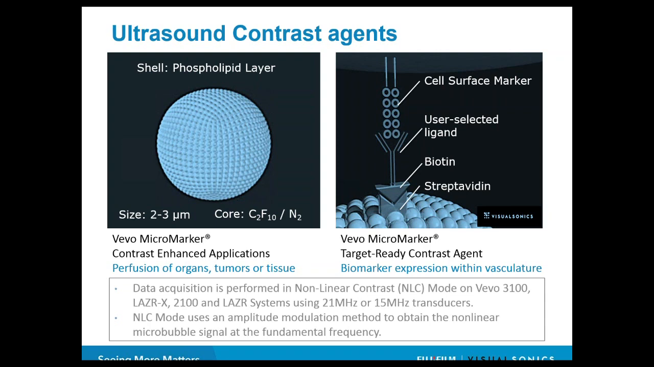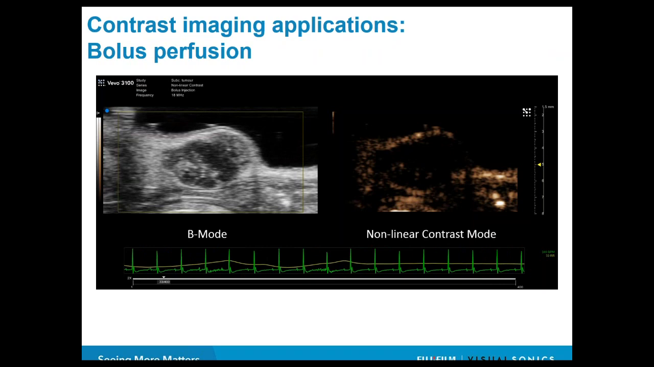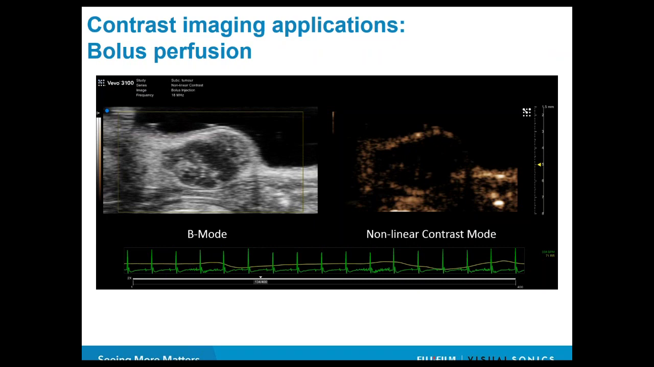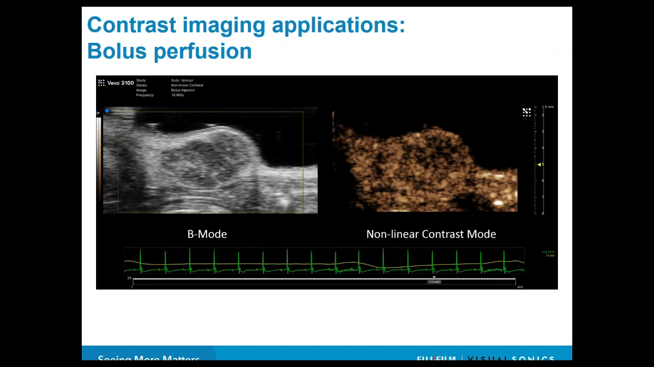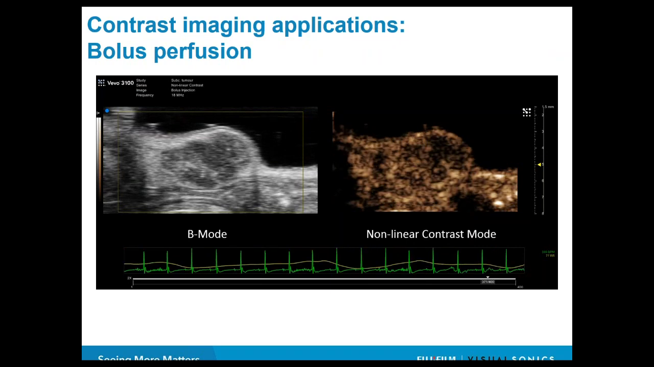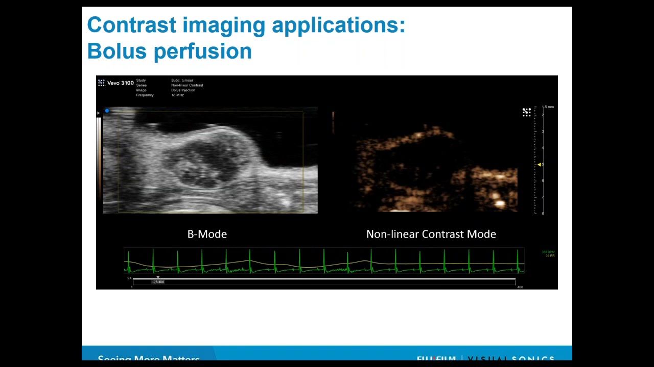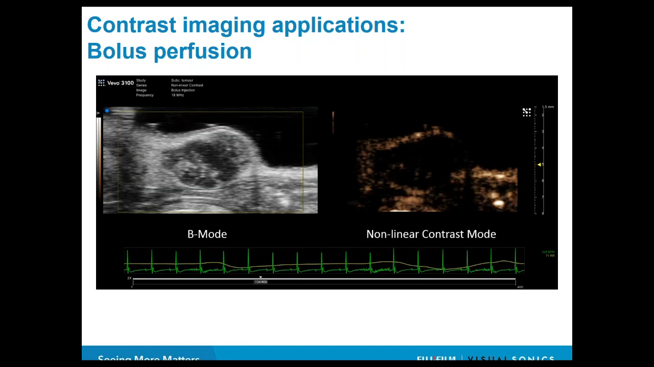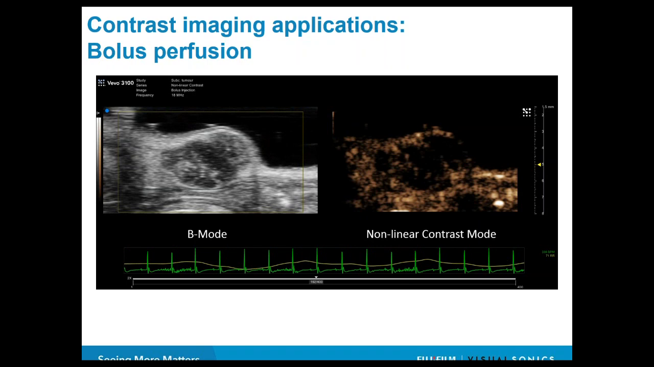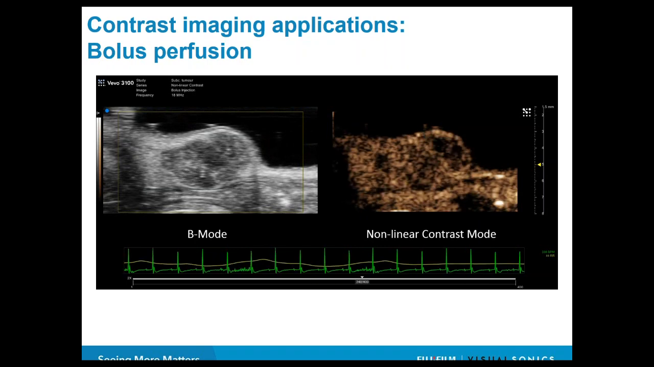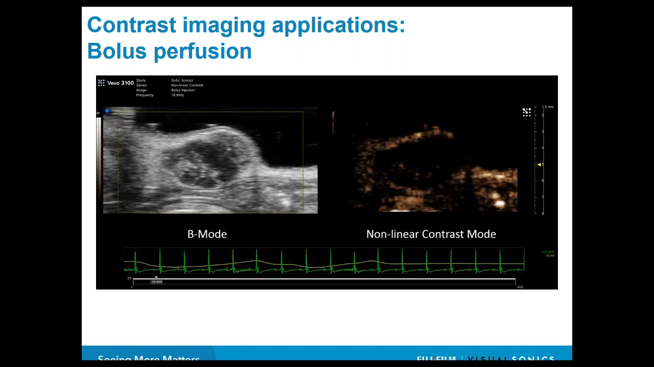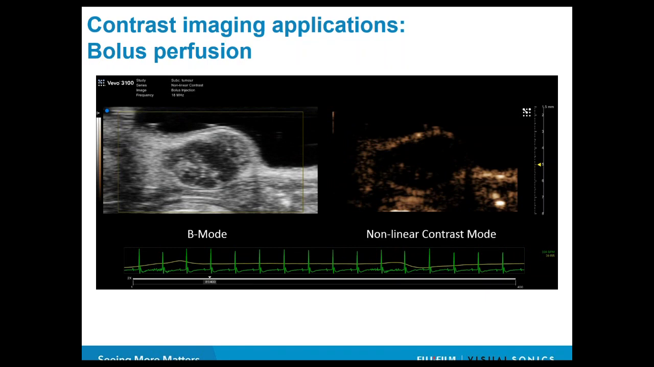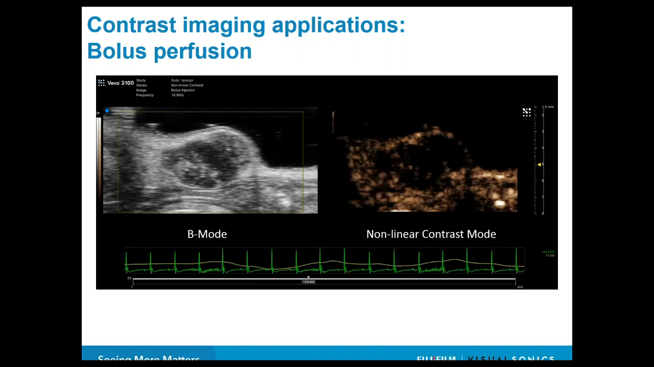Once you start imaging in contrast mode, the normal process is that you have the B mode image and the nonlinear contrast mode image side by side, and you would inject your MicroMarker through vascular access into your animal. The first model I would like to discuss with you is bolus perfusion. In terms of bolus perfusion, the setup is pretty simple. You regularly put in a tail vein catheter, you inject your contrast agent while you're imaging your area of interest, and you can see, as the video starts over, how the contrast agent is rushing into your tissue. In this case, it's a subcutaneous tumor.